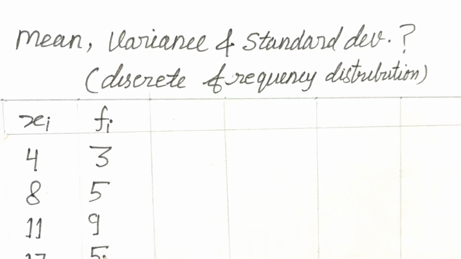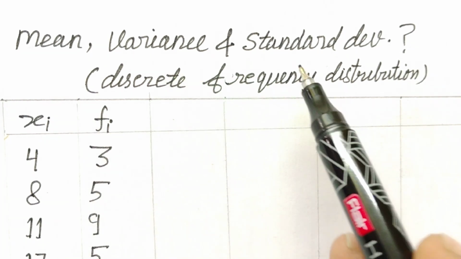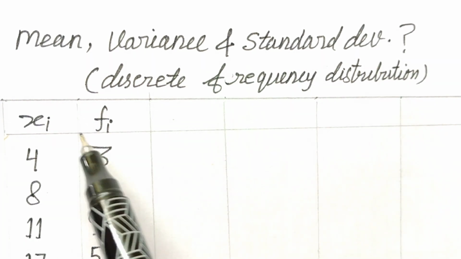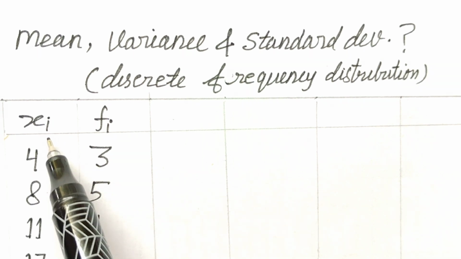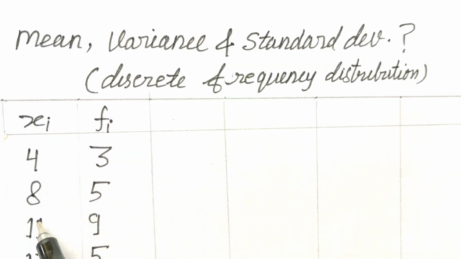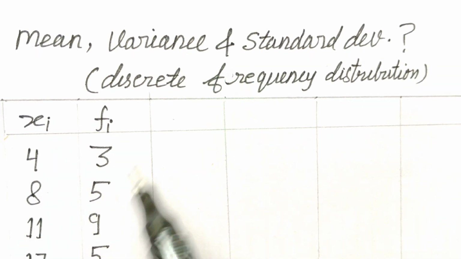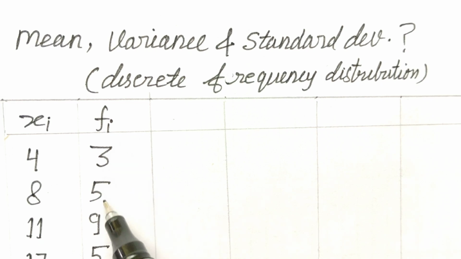Today I have taken a stat problem. We have to find out mean, variation and standard deviation. Data are given as xi is equal to 4, 8, 11, 17 and so on, and frequency 3, 5, 9, 5 and so on. Okay, so let's start.